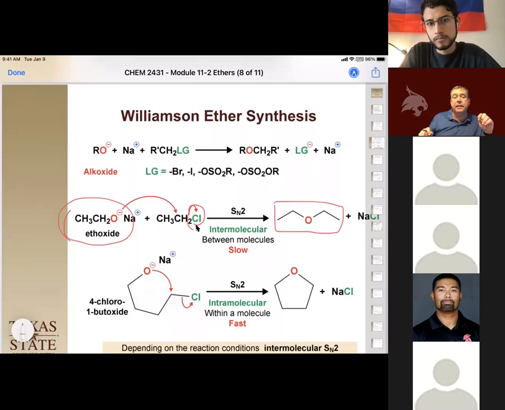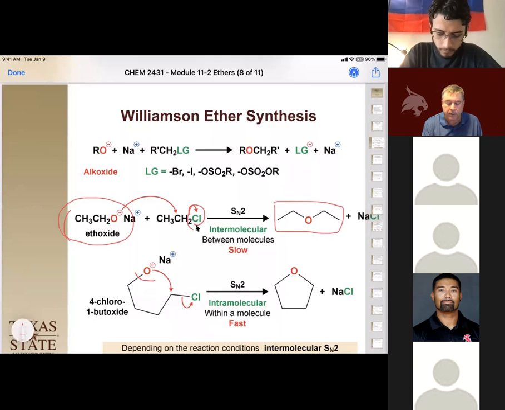Now notice it says that this intermolecular reaction, or reaction between molecules, is slow. Okay, so let me put a pin in that. Let's go to the next one and talk about that one for a minute.